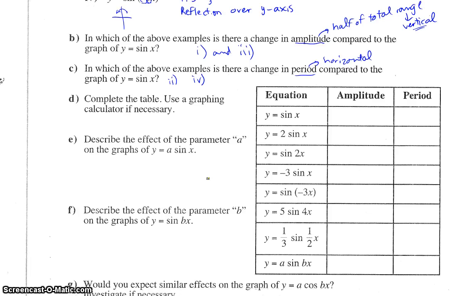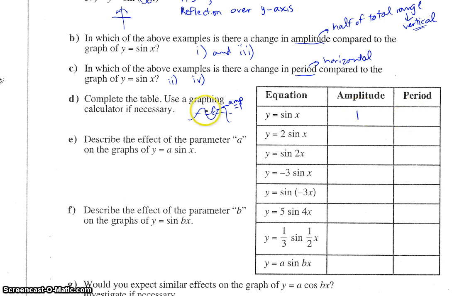Okay, so recall from the last lesson, y equals sine x. The amplitude, half of the total range, it went from -1 to 1 for the range. Half of that was 1. We had an amplitude of 1. Okay, so imagine here's your sine graph. This distance here is your amplitude, and that equals 1.